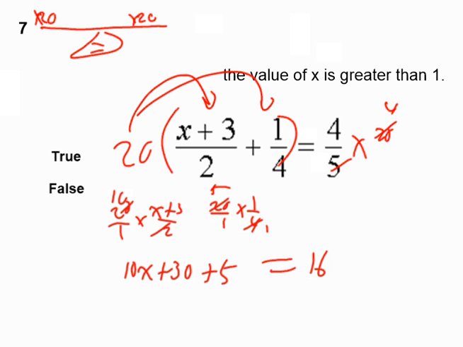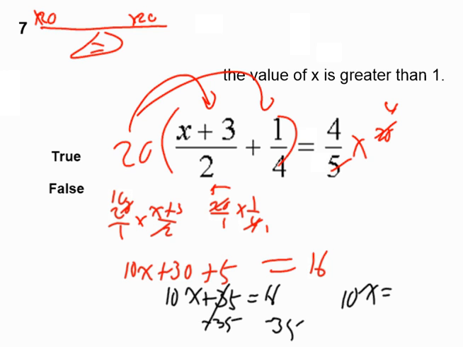So by multiplying both sides by 20, we get this. So 10x plus 35 is going to equal 16. Subtract 35 from both sides. 10x is going to equal negative 19. Divide by 10. And x equals negative 1.9.